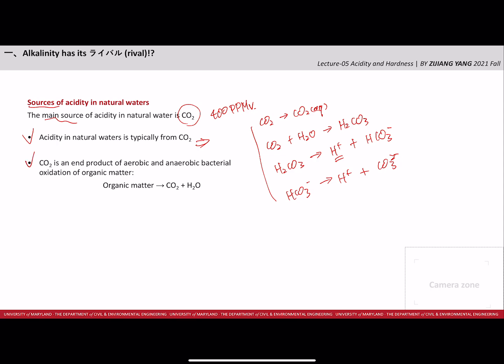Also, CO2 is an end product of aerobic and anaerobic bacterial oxidation of organic matter. The organic matter can be decomposed into CO2 and H2O. So some of the CO2 comes from the atmosphere, and some of the CO2 comes from the decomposition of organic matter.